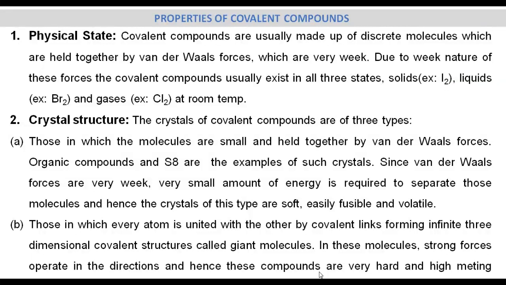The second type are crystals in which every atom is united with the others by covalent links, forming an infinite three-dimensional covalent structure called giant molecules. In these molecules, strong forces operate in all directions, and hence these compounds are very hard with high melting points. Very good examples of such crystals are silica and diamond. Silica is hard, and diamond is harder than any other material.